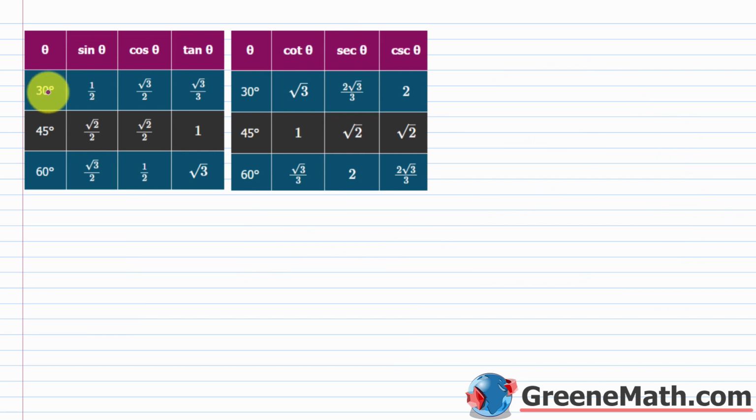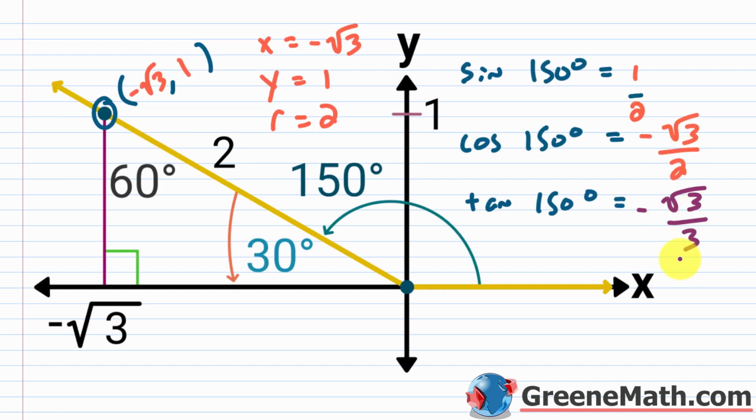With a 30-degree angle, the sine of theta is a half, the cosine of theta is square root of 3 over 2, and the tangent of theta is square root of 3 over 3. So coming back here, you'll see that everything matches in terms of absolute value. Okay, so this leads to an important result.